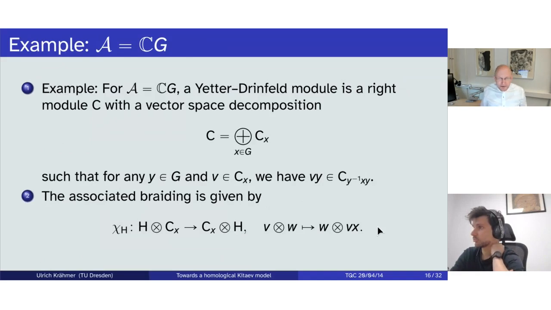Now again, in our example, how do these Yetter-Drinfeld modules look down to earth? Well, they featured in Simon's talk. They are representations of the group G, which as a vector space come with a direct sum decomposition labeled by the group elements. But these subspaces C_x are not just sub-representations. If I act with a group element, I shift that label by the adjoint action of the group on itself. And that's what a Yetter-Drinfeld module over a group algebra is.